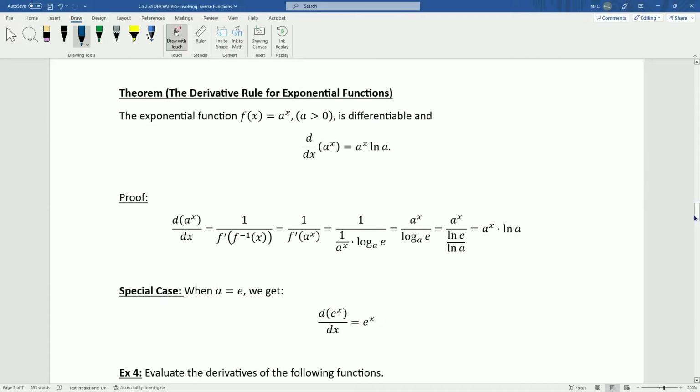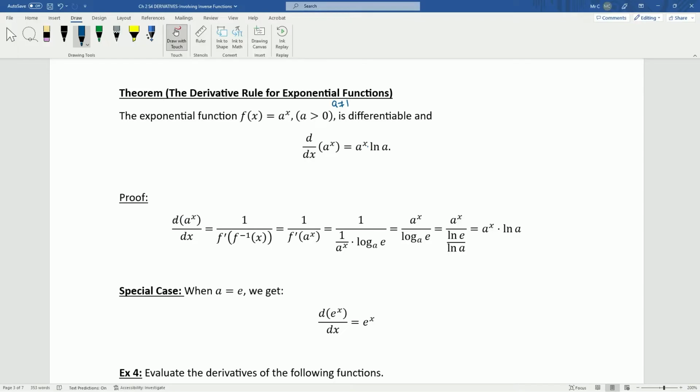Now let's tackle the derivative rule for exponential functions. So this is where that inverse theorem came into play. So the exponential function f of x equals a to the x, for a greater than 0 and a not equal to 1, should have also been in there, is differentiable, and the derivative with respect to x of a to the x is a to the x times ln of a.